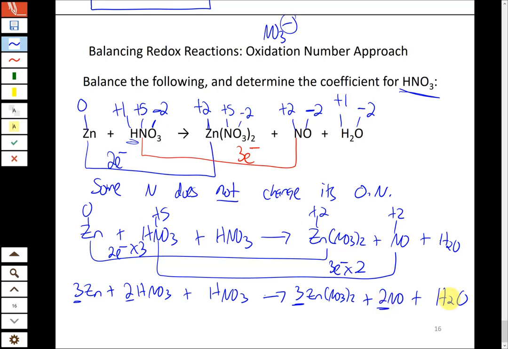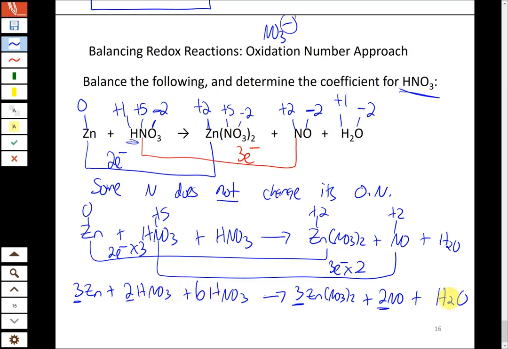So what we find is that in these 3 zinc nitrates that we have here, that's going to be 6 additional nitrogen atoms, or 6 additional nitrate ions in total. 3 times 2 is 6, so we need to add 6 more HNO3s to account for that. So by adding 6 more of those, we now have total balance of nitrogen.